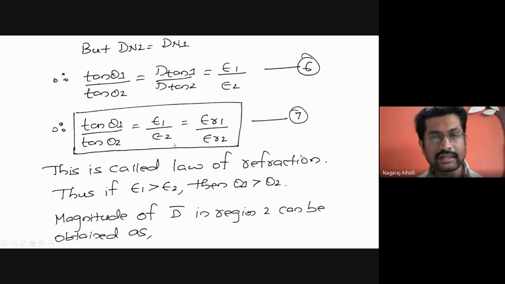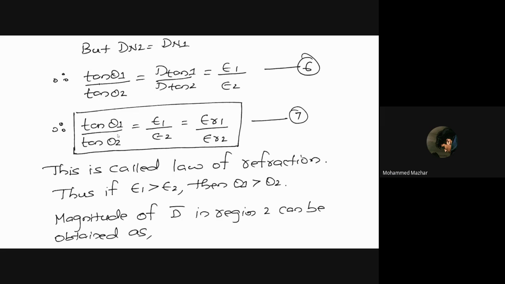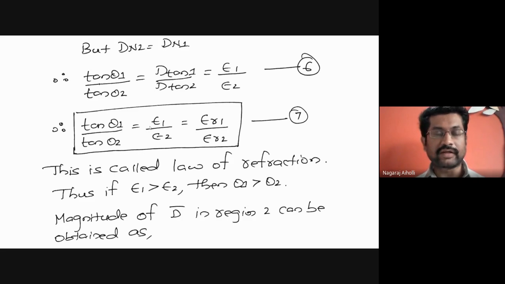Law of refraction. Suppose epsilon 1 becomes more than epsilon 2, what will be theta 1 with respect to theta 2? If epsilon 1 is more than epsilon 2, whether theta 1 will be more than theta 2 or less than theta 2? What is the relation between theta 1 and theta 2? Theta 1 more than theta 2. Very good. Theta 1 is more than theta 2 because they are directly proportional to each other. Tan theta 1 is directly proportional to epsilon 1, tan theta 2 is directly proportional to epsilon 2.